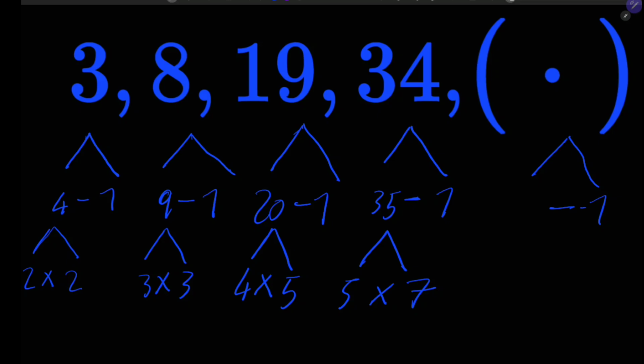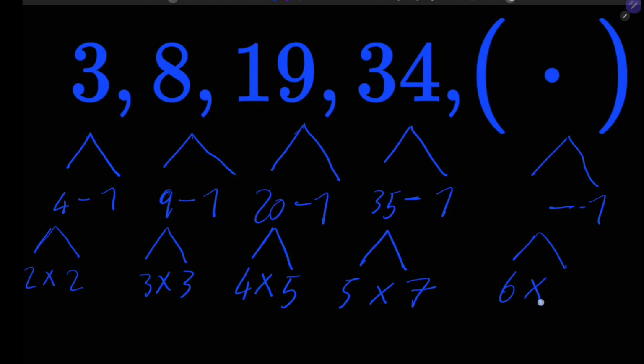So when we look at it, what do you think will be our next answer, which will be the multiplication? Here we see that we have 2 times 2, 3 times 3, 4 times 5, 5 times 7, which means this answer will be 6 times a number we don't yet know. But if you look at the 2, 3, 5, 7, what do you see that they have in common? You see that 2 is a prime number, 3 is a prime, 5 is a prime, 7 is a prime. So what do you think the next prime number after 7 is going to be?